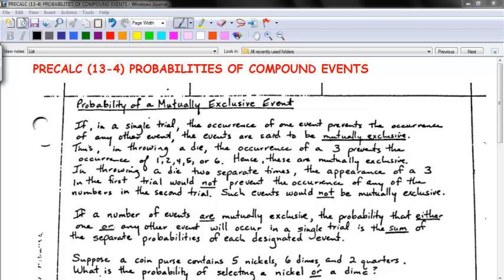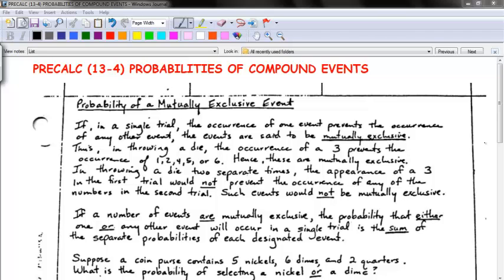It says for the probability of mutually exclusive events, if in a single trial the occurrence of one event prevents the occurrence of any other event, the probabilities are said to be mutually exclusive. So if I take a single die and roll it, rolling a 2 prevents me from rolling any of the others, right? So those are mutually exclusive. And that's their example here: in throwing a die one time, the occurrence of the 3 prevents the occurrence of the others, hence they are mutually exclusive.